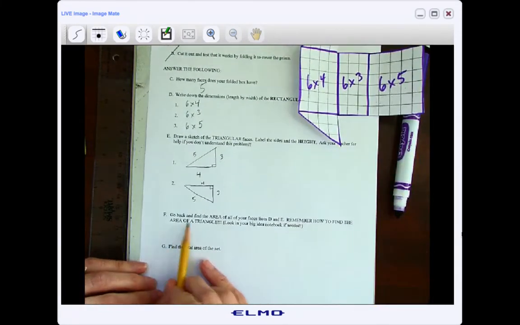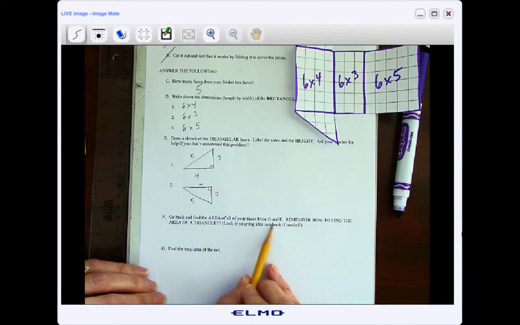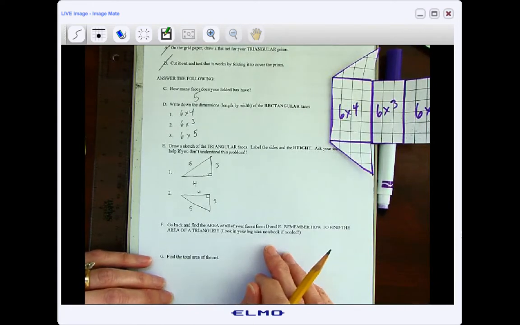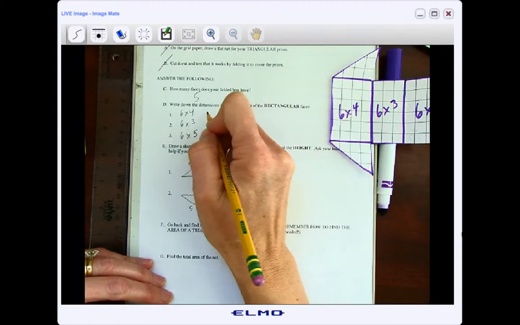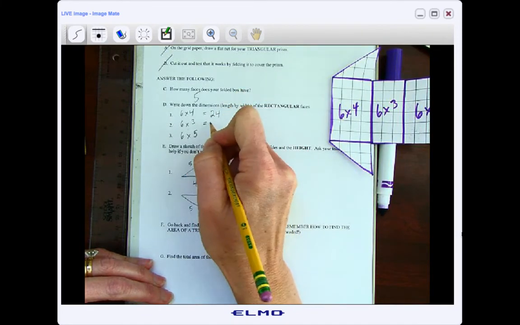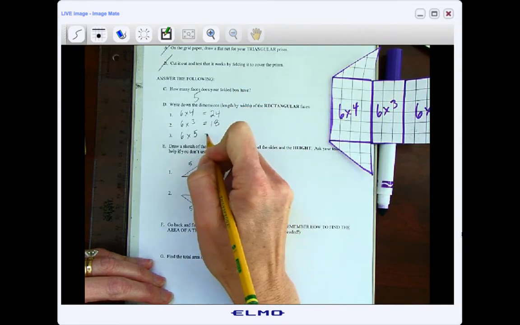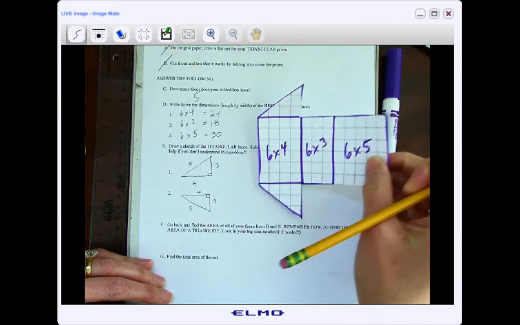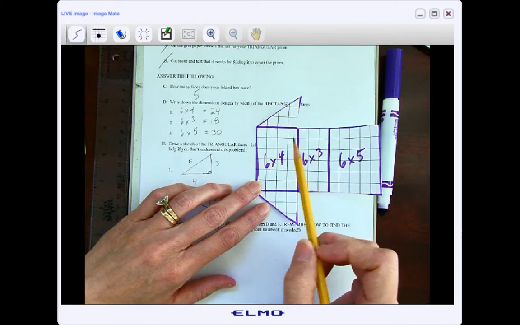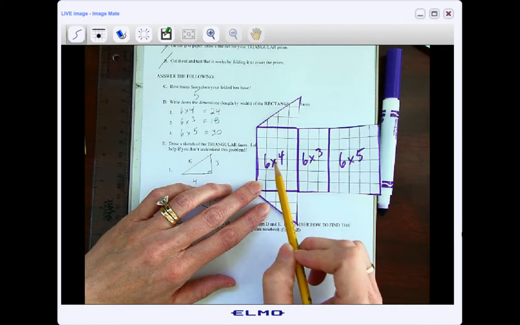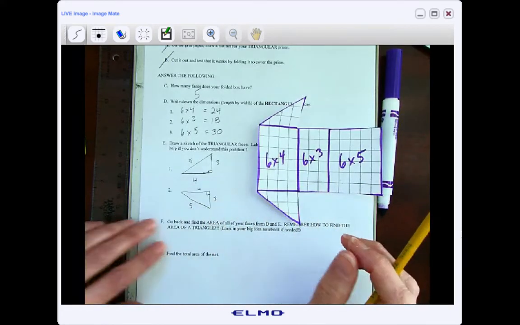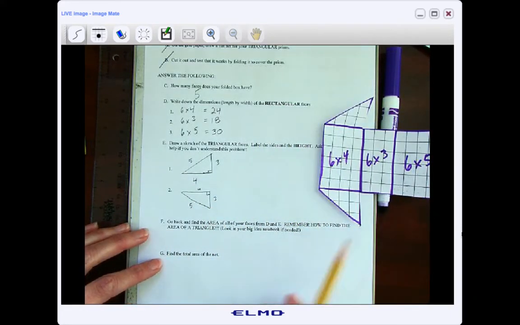Go back and find the area of all your faces from D and E. Again, your numbers might be different. I've got that this 6 by 4 is 24. This one is 18, and this one is 30. Again, I could count the blocks, 1, 2, 3, 4, etc., or I could just do the dimensions and multiply those together to get how many squares are in each of these faces. So I did that.